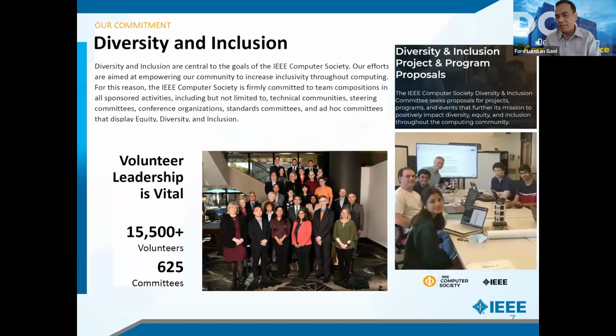One of the unique things, especially in a computer society, is diversity and inclusion. It's a very important message because volunteers have become pivotal roles.